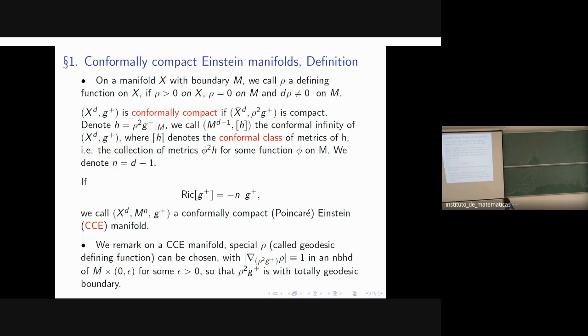And one thing I repeatedly use is, given a CCE manifold, there is a special defining function, which we call a geodesic defining function, and which on the boundary looks like the boundary distance metric in an asymptotic neighborhood of the manifold. So I refer to it. So this is an existence result.